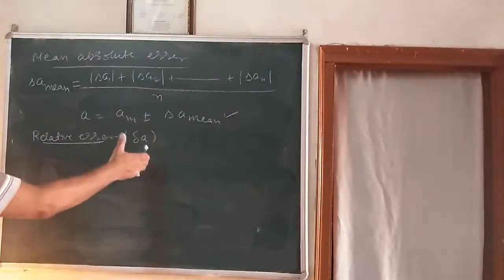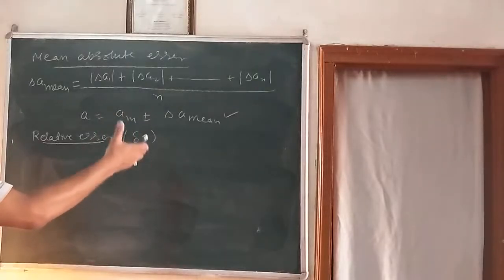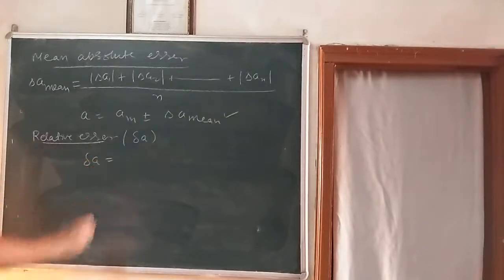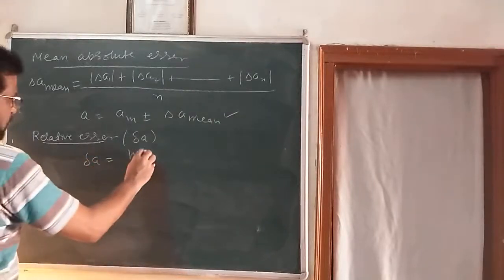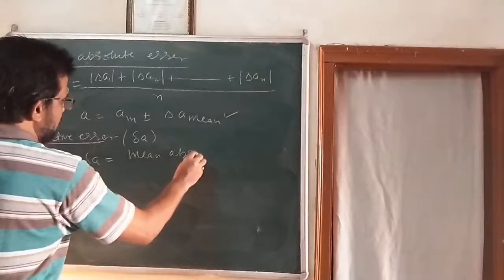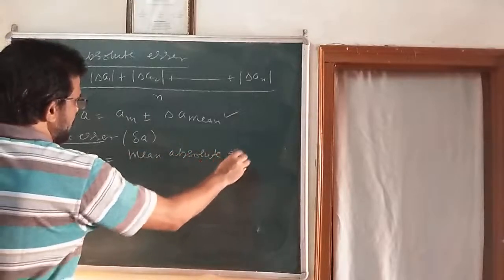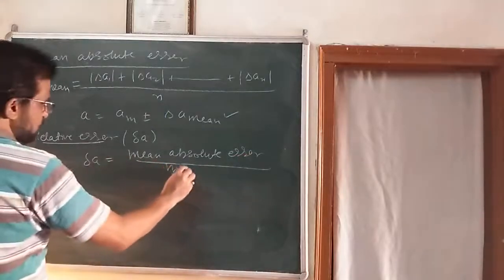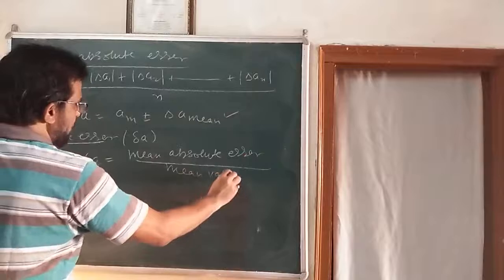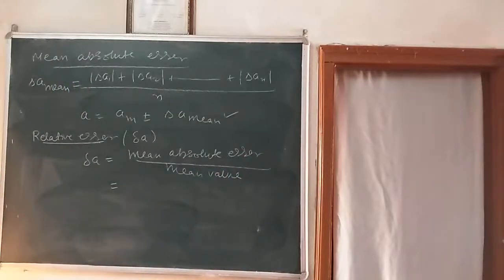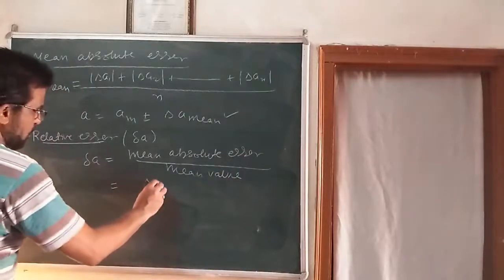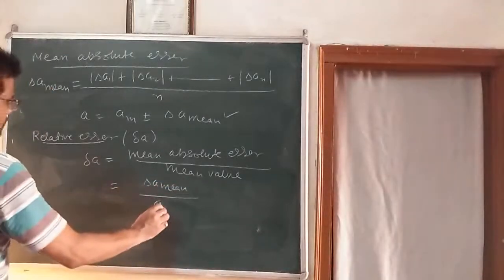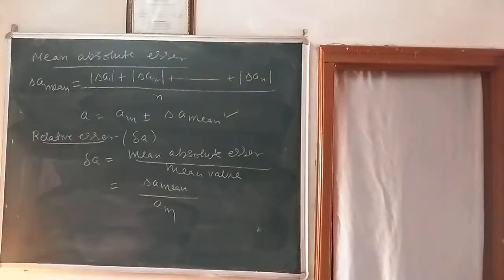It is the ratio of mean absolute error to the mean value of the quantity measured. That is, delta of A is equal to mean absolute error divided by mean value. So I can say delta of A mean divided by A mean. This is called relative error.